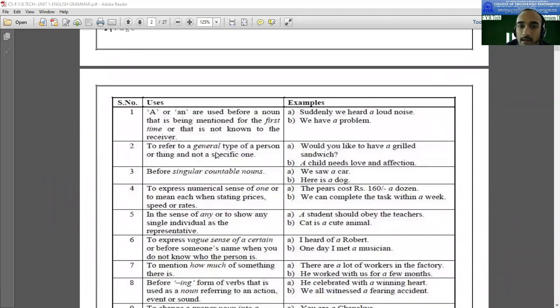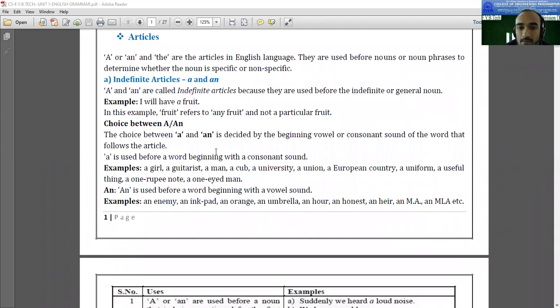So a and an are called indefinite articles. A is used before a word beginning with a consonant sound, and an is the article we use before words beginning with vowel sounds. So this is the important condition to use the articles.